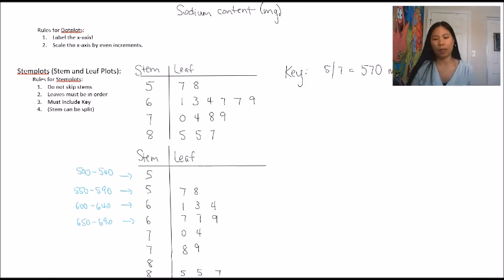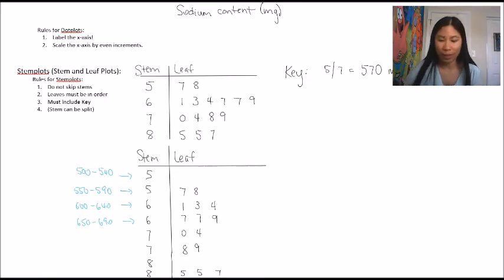Okay, and as you can see, we actually have 2 stems where there's nothing in them. So the first half of the 500s and the first half of the 800s, we don't have any data points that fall into that category, so we just leave it blank. But you're not allowed to just go straight from the 700s into the second half of the 800s. You'd have to leave that stem there, even though it's blank.